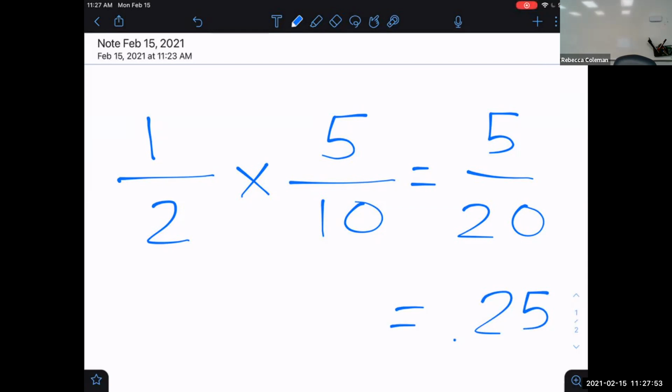But the shortcut is to say, okay, events happening in sequence, I can multiply. And if I want to do it that way, I take it one event all by itself at a time, and then I multiply those together. Okay, questions there?